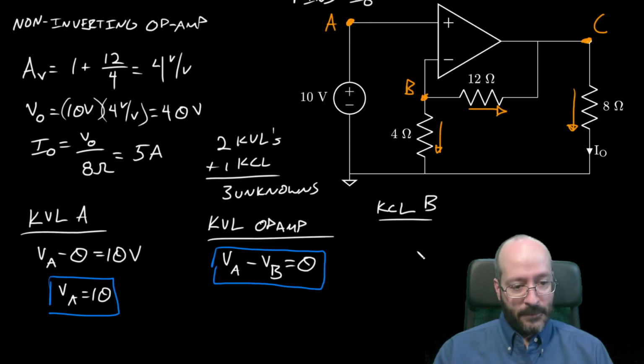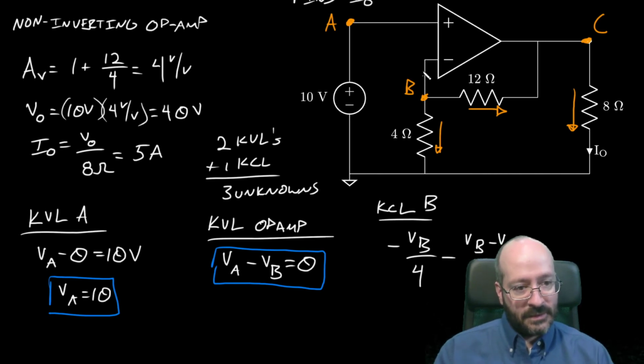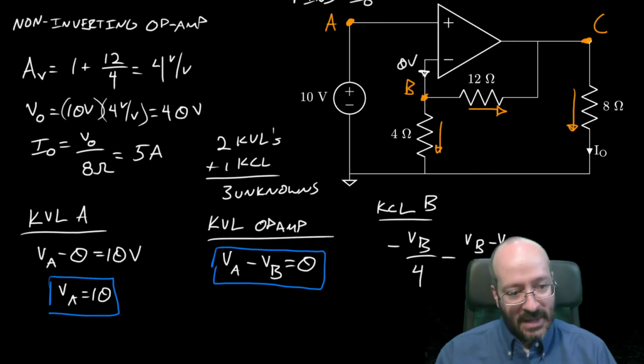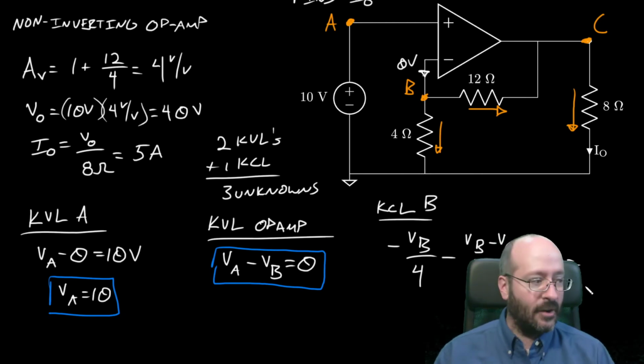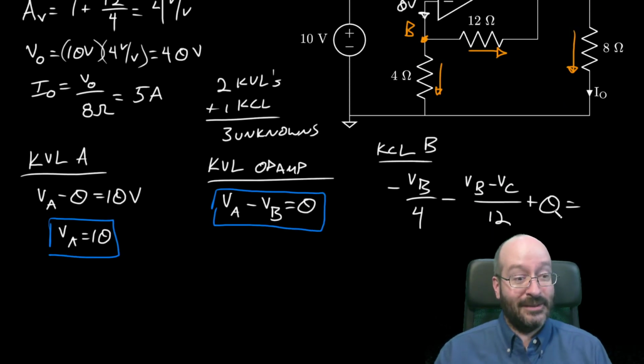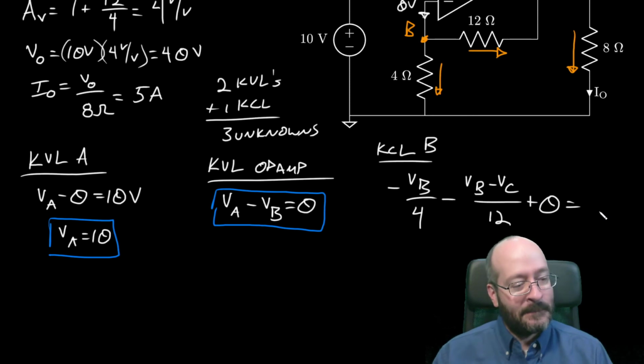KCL for B, we've got negative VB over 4 for this current, and we've got negative (VB minus VC) over 12. This one's 0, and I can really draw it either direction because it's 0, and that comes from the assumption about the ideal op amp. Right? So that's entering, but that's 0. I will start leaving that off in the coming videos. Okay, all of that equals 0.